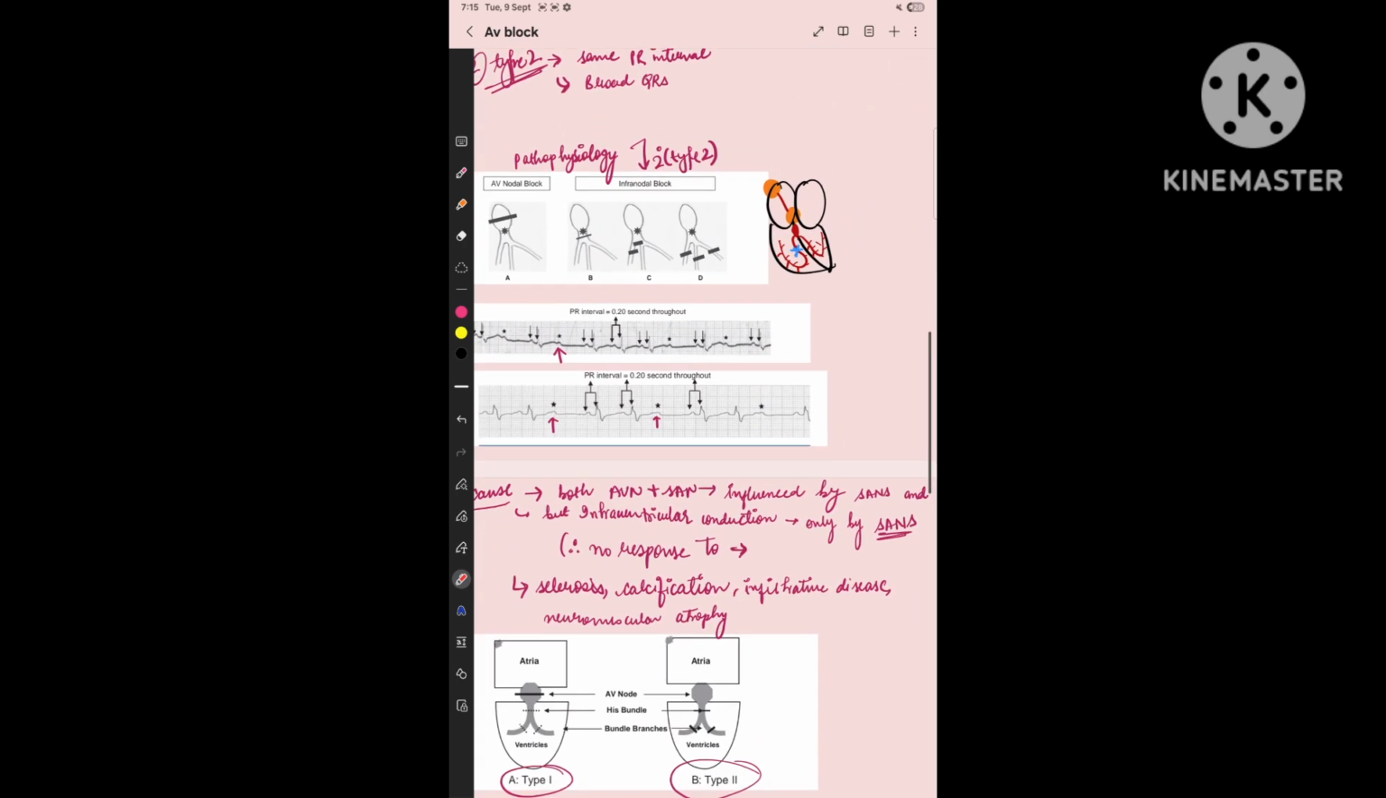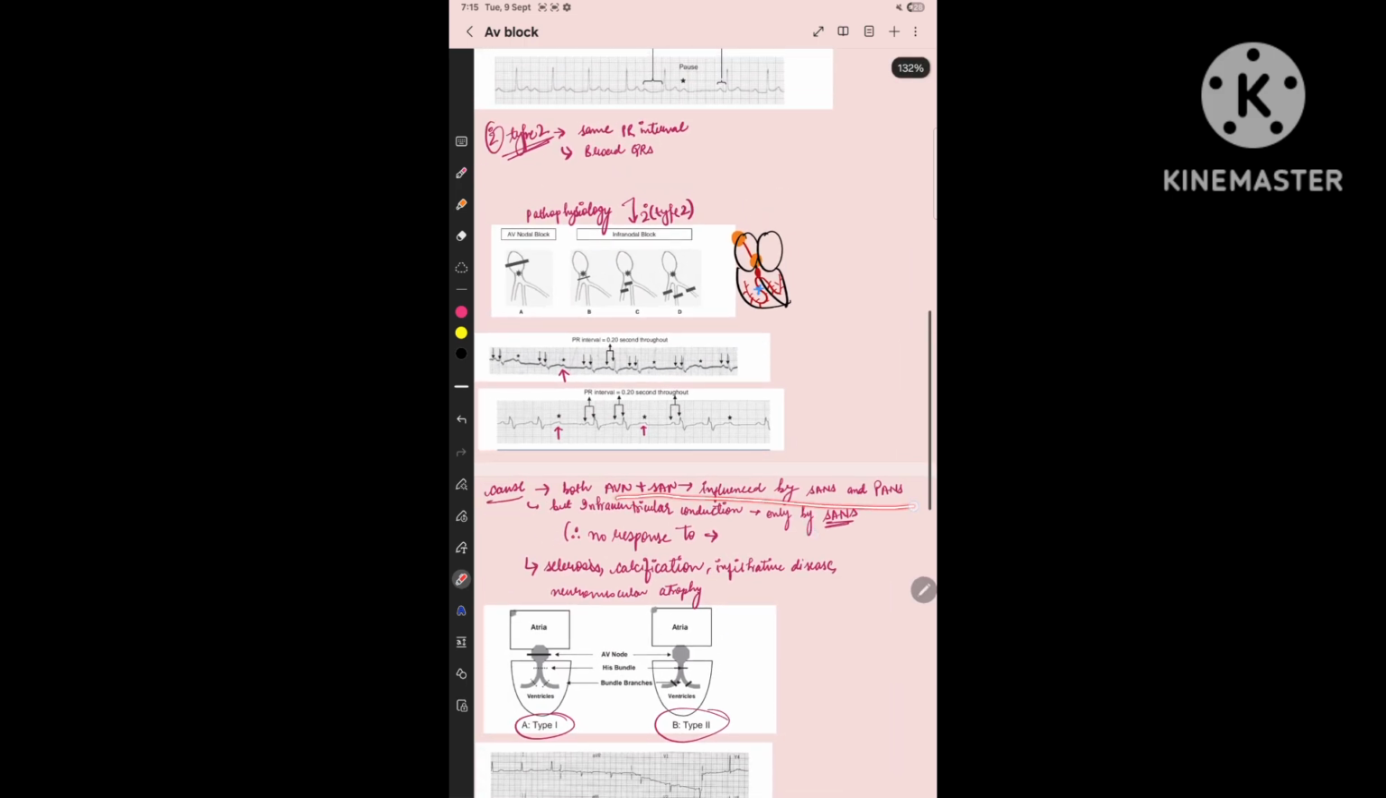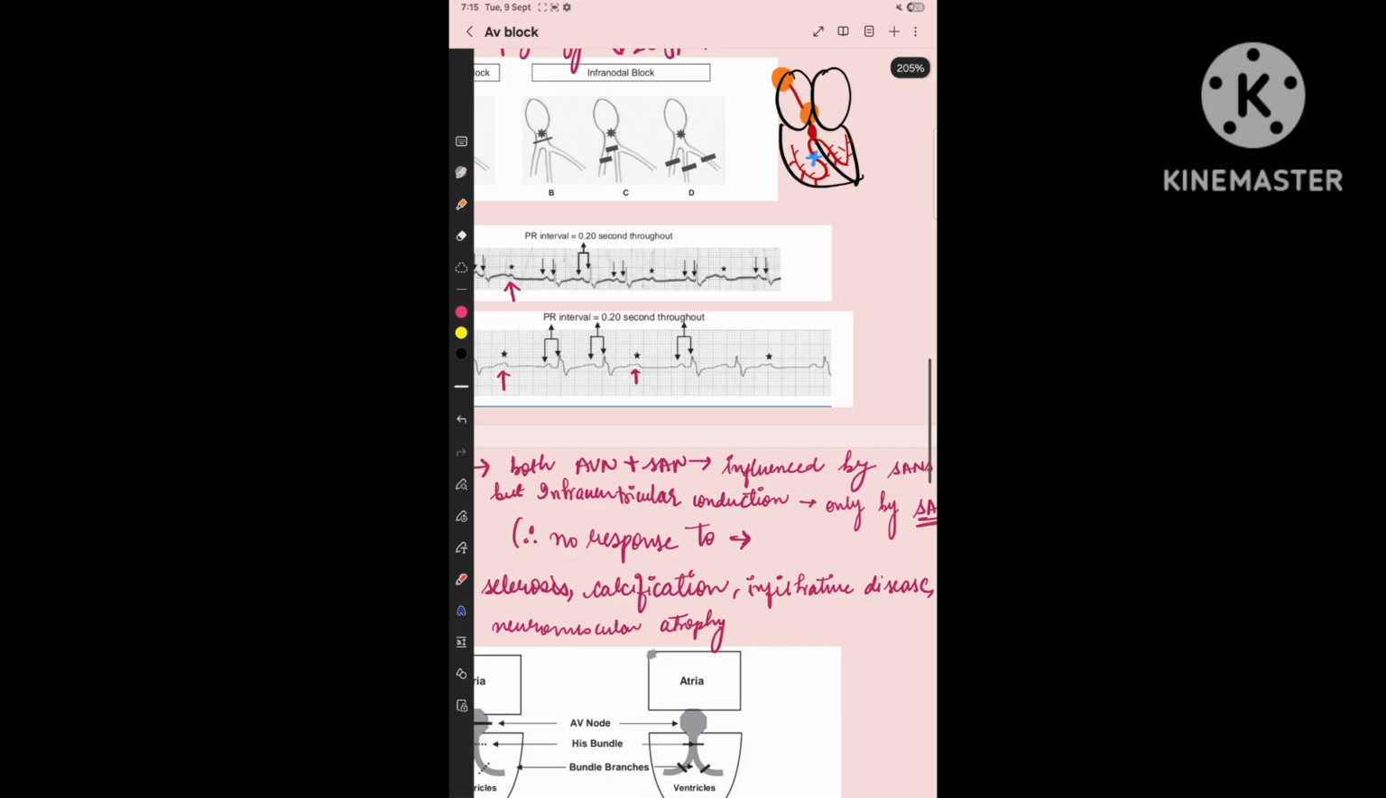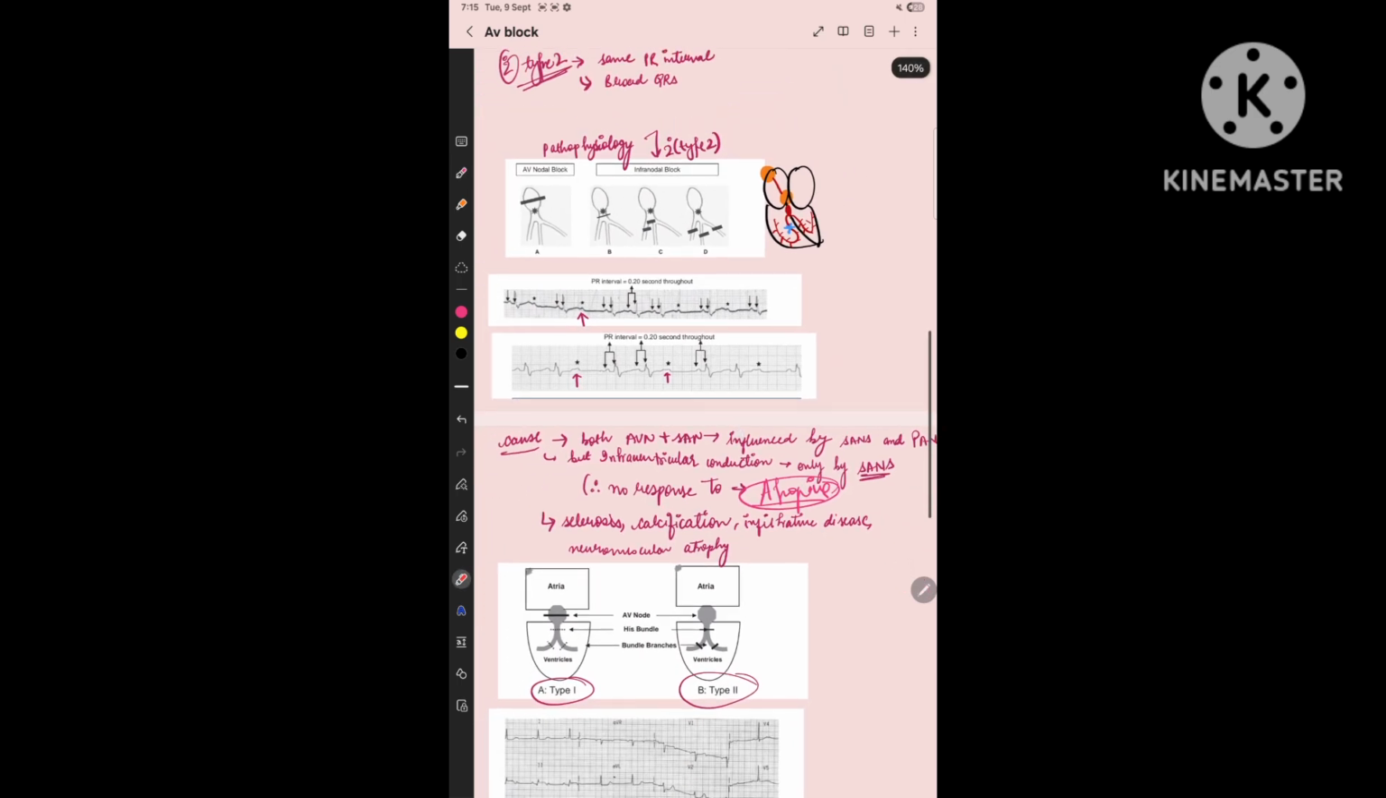Both the SA node and AV node are influenced by both sympathetic and parasympathetic systems. But the intraventricular conduction is affected only by the sympathetic, not the parasympathetic. So in type 2 second degree AV block, there will be no response to atropine. The causes of second degree type 2 AV block are underlying sclerosis of the bundle branches, infiltration of the bundle branches, or neuromuscular dystrophy or atrophy.